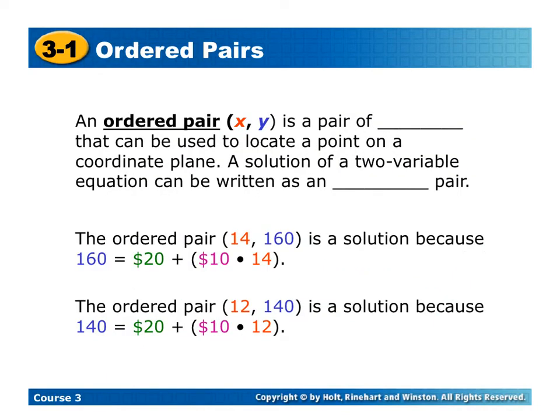Now when we were doing that, we were actually creating what is called an ordered pair. An ordered pair is a pair of numbers that can be used to locate a point on a coordinate plane. A solution of a two-variable equation can be written as an ordered pair.